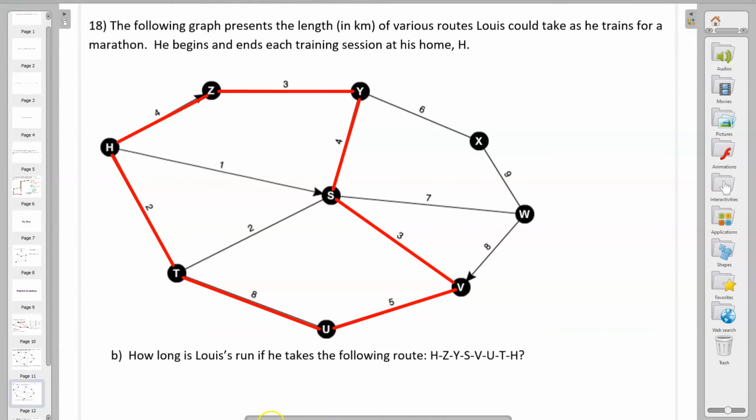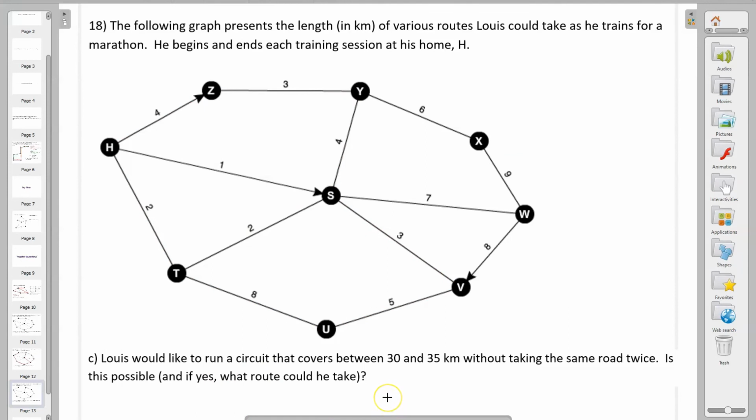To calculate the total length of the route, we simply add up each of the edges. 4 plus 3 is 7, plus 4 is 11, plus 3 is 14, plus 5 is 19, plus 8 is 27, plus 2 is 29. So the length of the route is 29 kilometers.